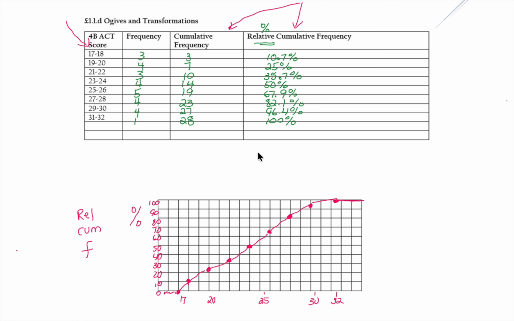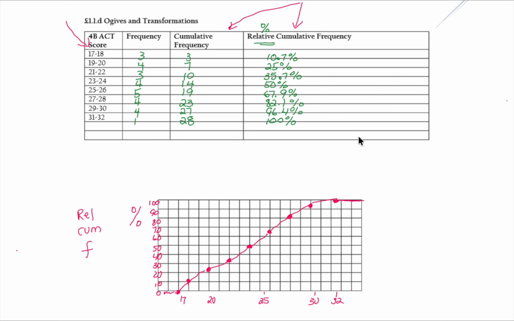So first thing, remember what an Ogive actually is. An Ogive is just a cumulative frequency graph, or in this case, a relative cumulative frequency graph. That's wordy. Since we're using percentages, it's not showing how many people are in each group, it's showing how many people are at or below a certain score. And I'll explain it later.